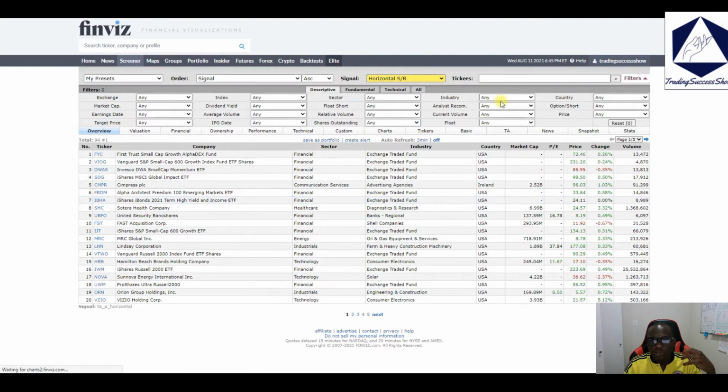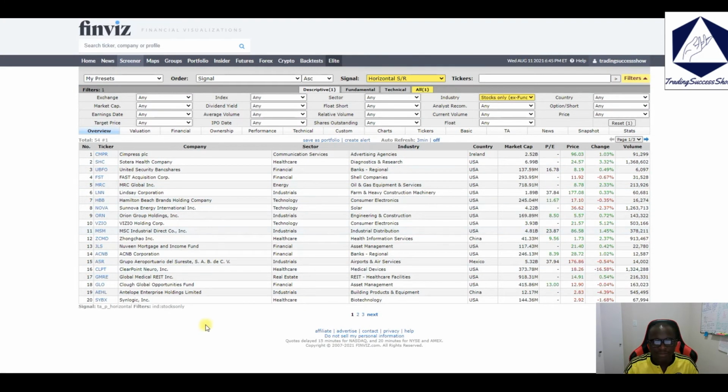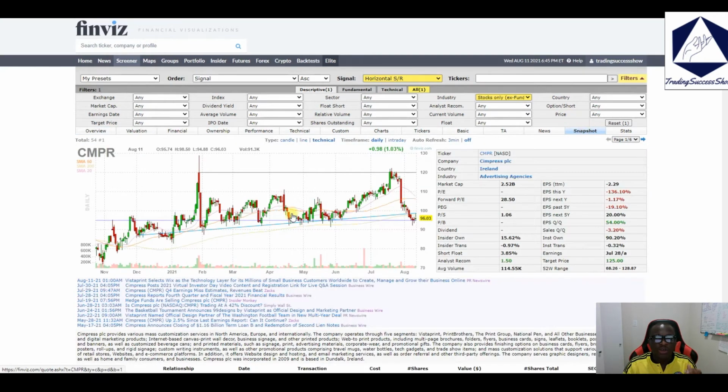So right now I want to filter out dividend ETF stocks, ETF funds. So what I'll be dealing with is just going to be stocks only. Now I'm going to go into the snapshot, and it's going to give me stocks that are trading within the support and resistance zone.